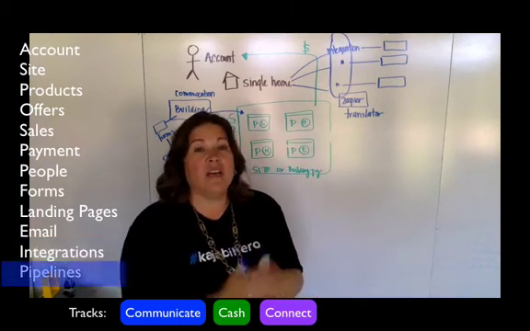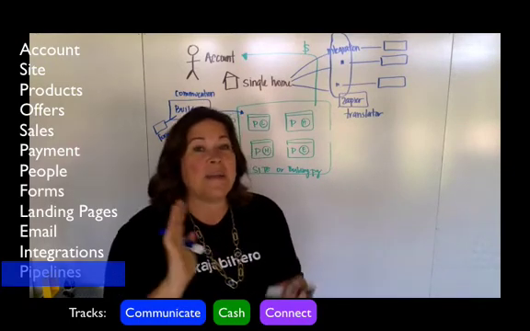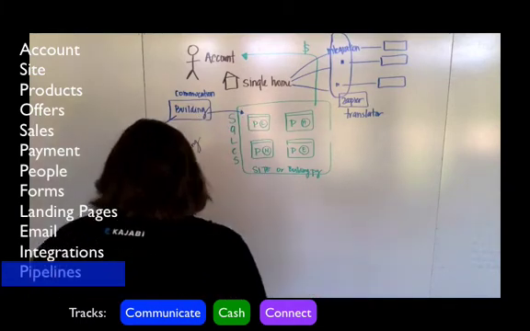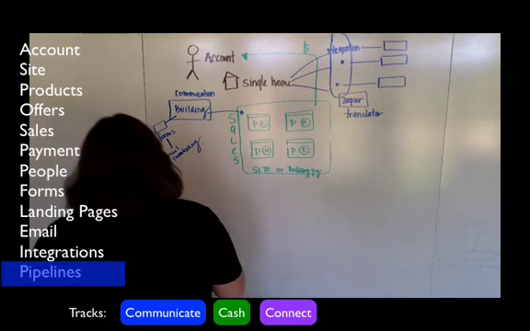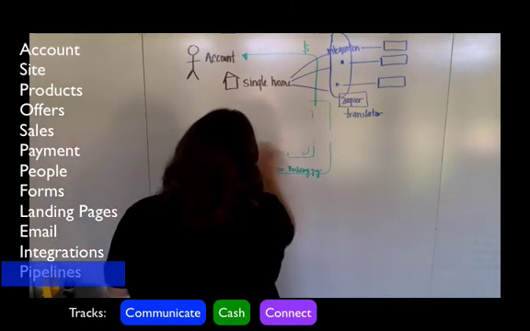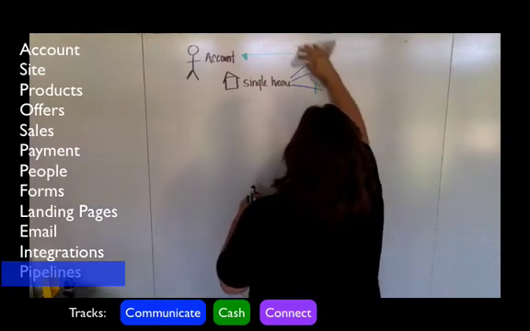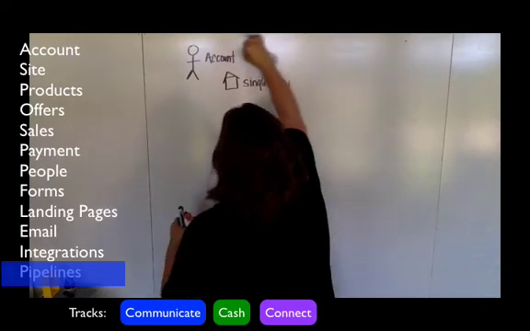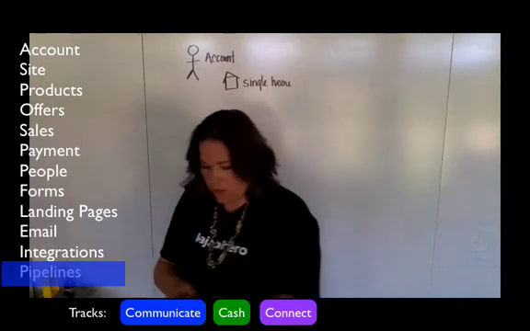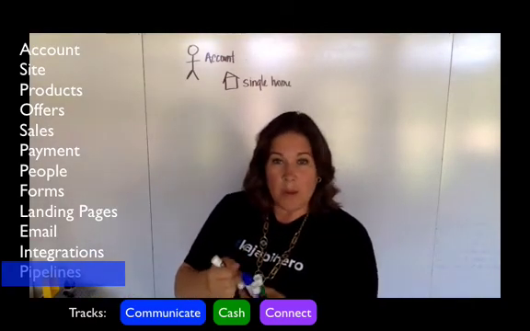Now, the final big picture piece is pipelines. And pipelines, we're going to do a little erasing here. Pipelines, we're going to take this off. I'm going to show you the total brilliance of a pipeline. Pipelines, let's say we're going to do one more drawing for you.